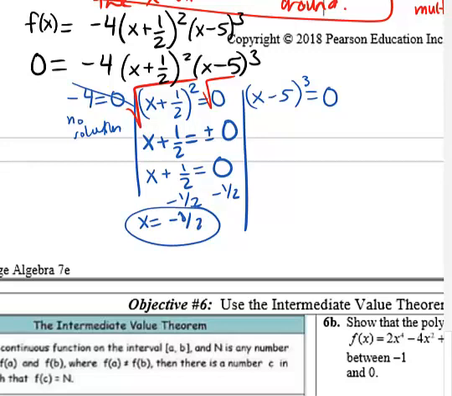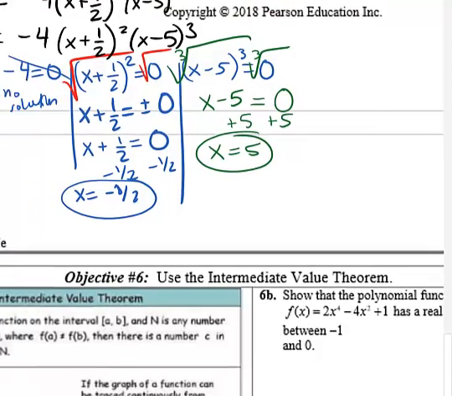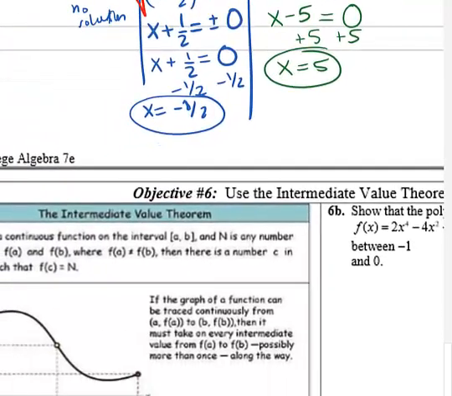The other one I'll get from the (x minus 5) cubed. I need to get rid of that cube in order to solve this, so I'm going to cube root both sides. And as we've seen before, a cube root does not produce a plus or minus, so I don't have to worry about that. It'll cancel the cube on the left just to leave x minus 5, and the cube root of 0 is 0. Then I'll solve it by adding 5 to both sides. So there's our other x-intercept. We have 2 x-intercepts here. Alright, so what we're trying to do is figure out the multiplicity.